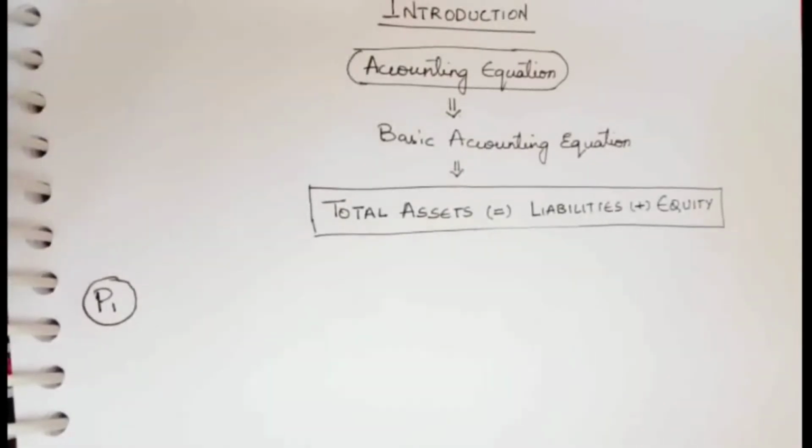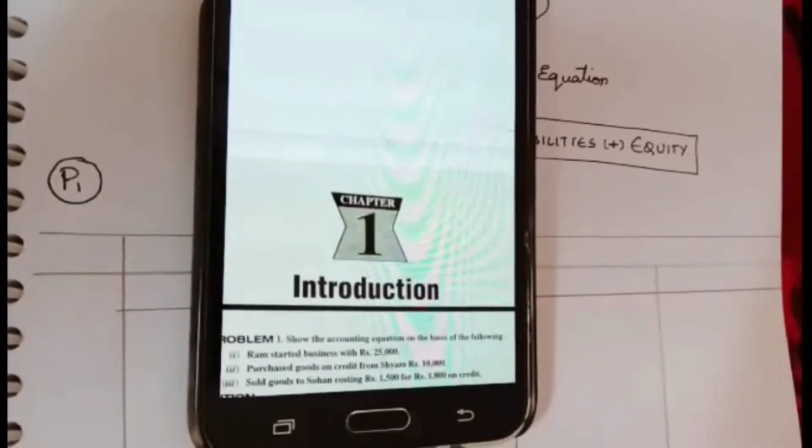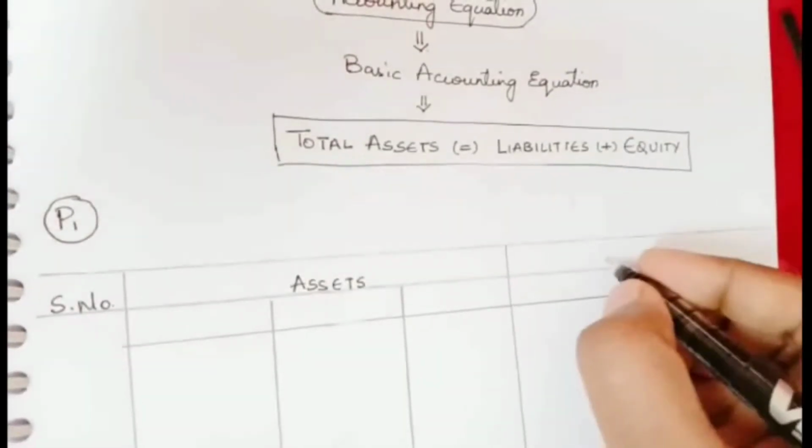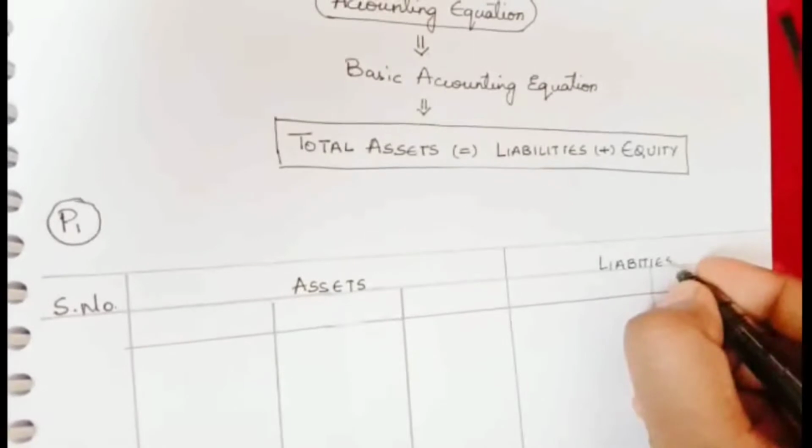So let's start with the first question, that is: Ram started business with cash 25,000, purchased goods, it's a credit purchase, so stock and creditor, sold goods to Sohan, therefore it is a credit sale. So there will be a debtor and a stock head. We need to prepare a table presenting the assets, equity and liabilities.